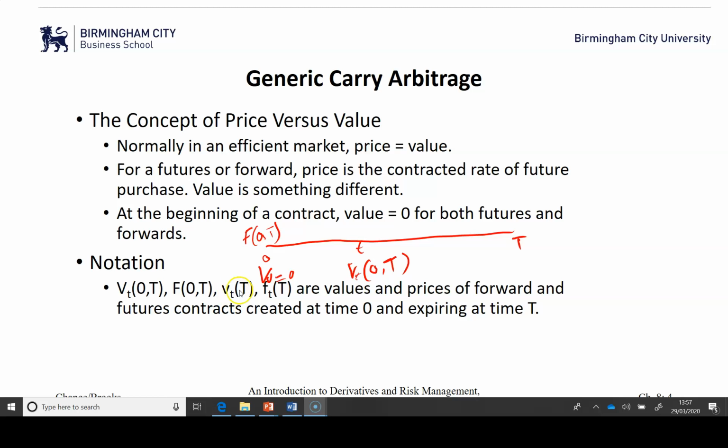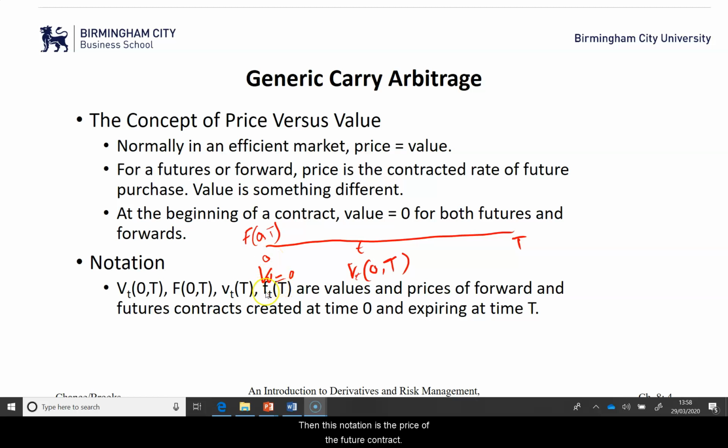The next notation is for the valuation of a future contract at time t. Again, we know that the value of a future contract at the start, that is at the initiation, would always be zero. So this notation here is the value of the future contract at any time before expiration, that is time T here, but after it is initiated, that is time t0 here.